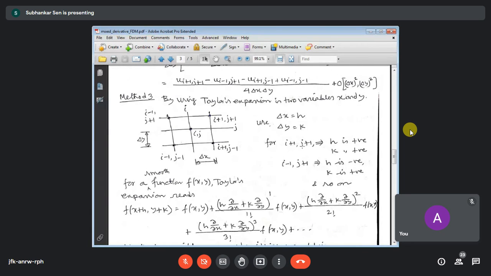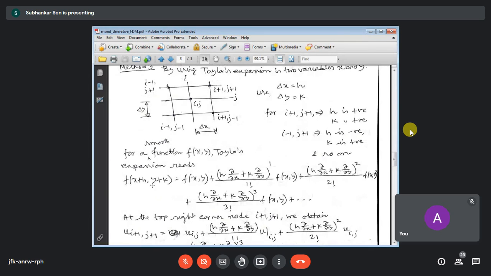First, this is the expansion of Taylor in 2 dimensions, in 2 variables. This is the basic for any unknown function f, some unknown function at x plus delta x, y plus delta y. So we can write that f at i plus 1, j plus 1, or you can think f is u. So you can think that u at i plus 1, j plus 1 equals u at x plus delta x comma y plus delta y. So this is the expansion.